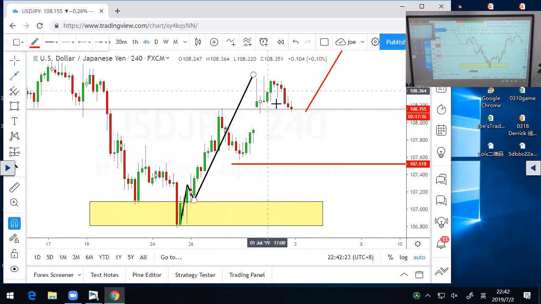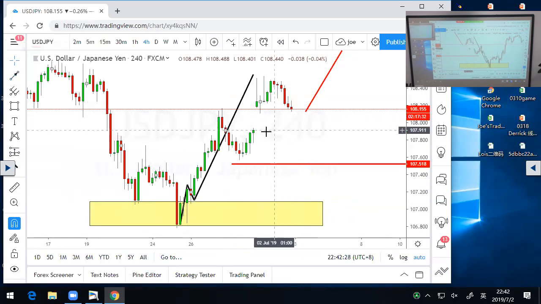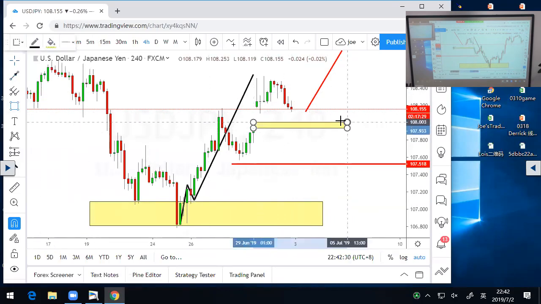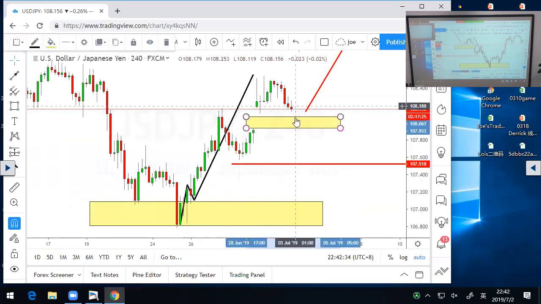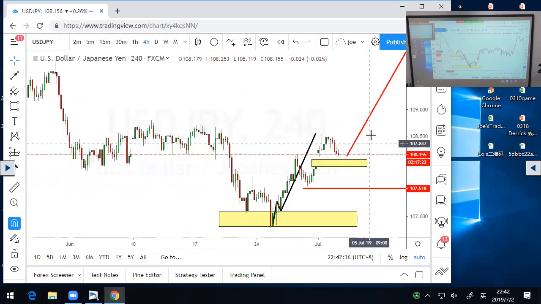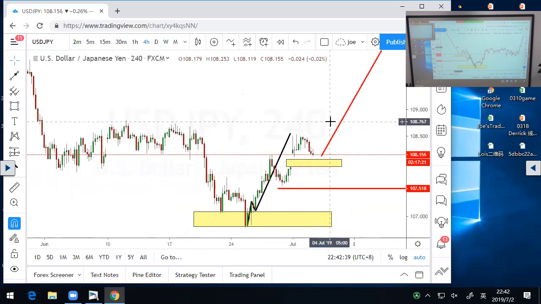You're not buying here, but you're buying here. Anyway, this is a good entry point. You don't really need to wait for the price to come and fill the gap completely. However, if it did, good. You can buy some more, because that will give you the best entry.